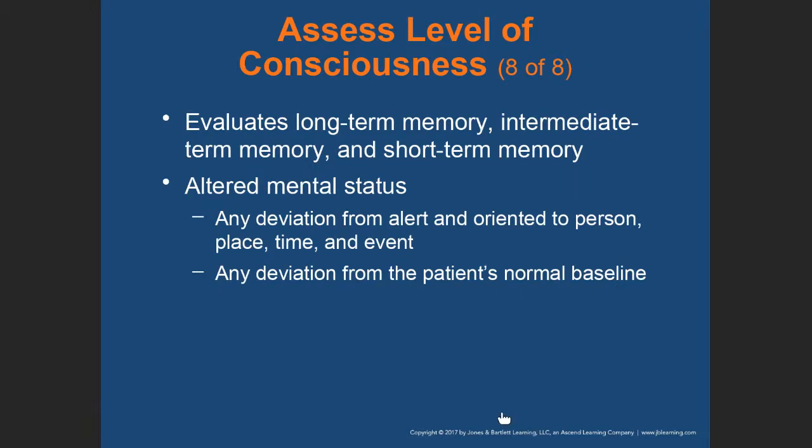Now, the orientation in the order that it is listed, person, place, time, and event, will evaluate long-term memory, intermediate memory, and short-term memory. Altered mental status is any deviation from alert and oriented to person, place, time, and event. Any deviation from the patient's normal baseline.